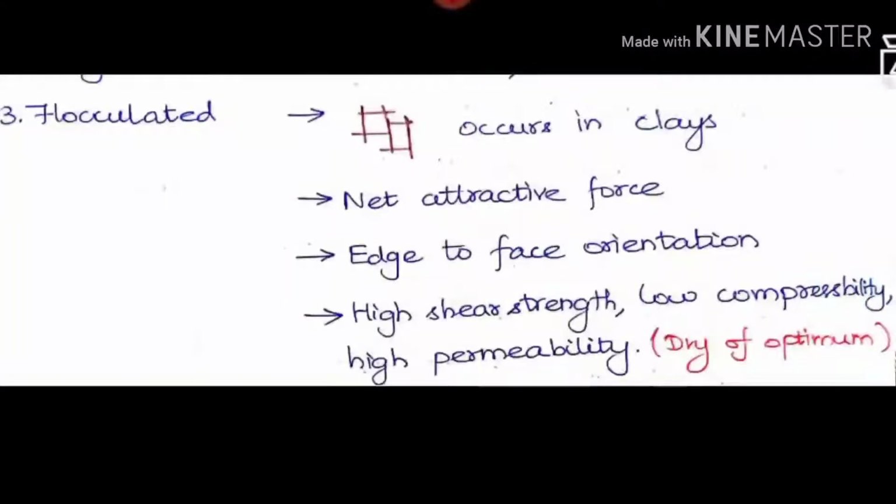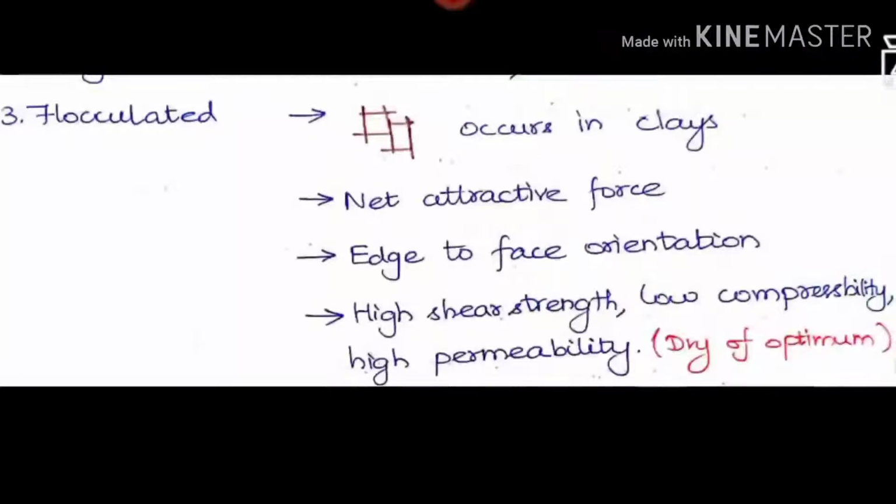So here a net attractive force will be present because the orientation of the soil will be like edge to face. That is, a particle's edge and another particle's face will be combined together. So this will give a very strong bonding between the soil particles. So therefore the shear strength will be very high, compressibility will be low, and permeability also will be high.